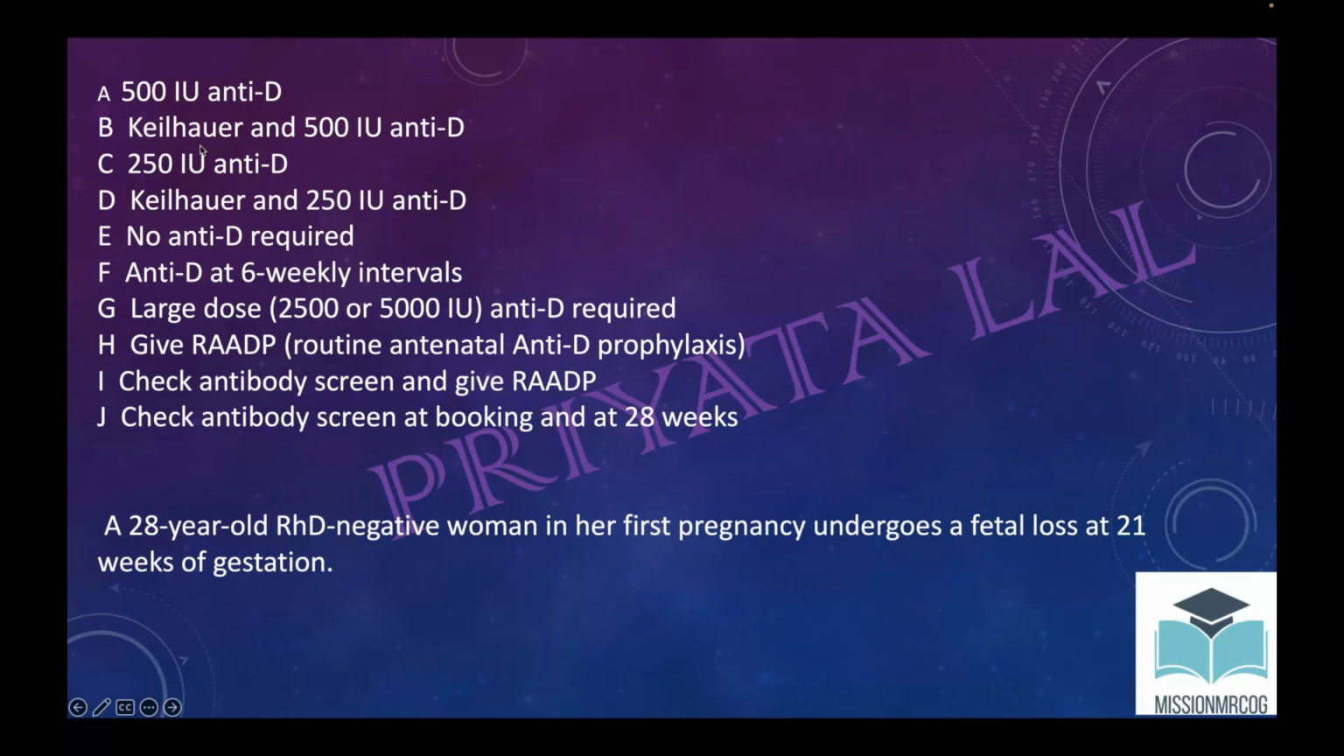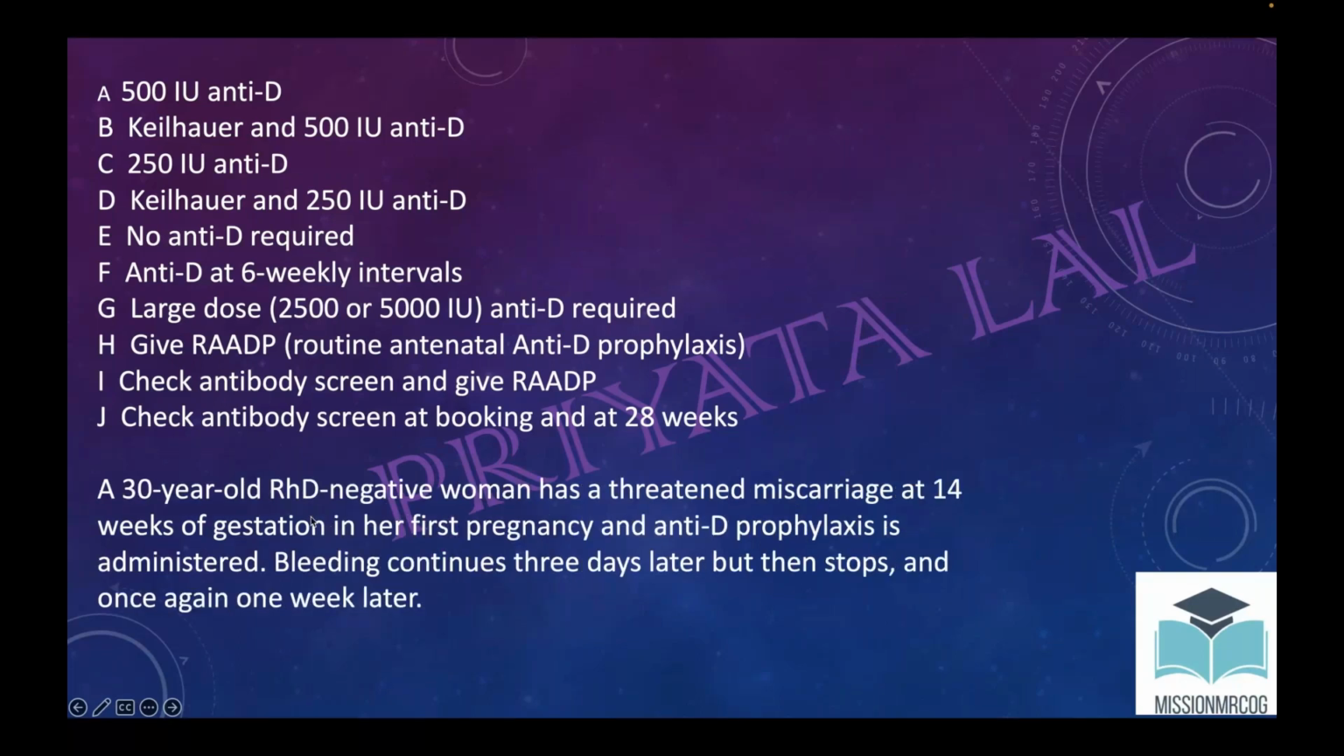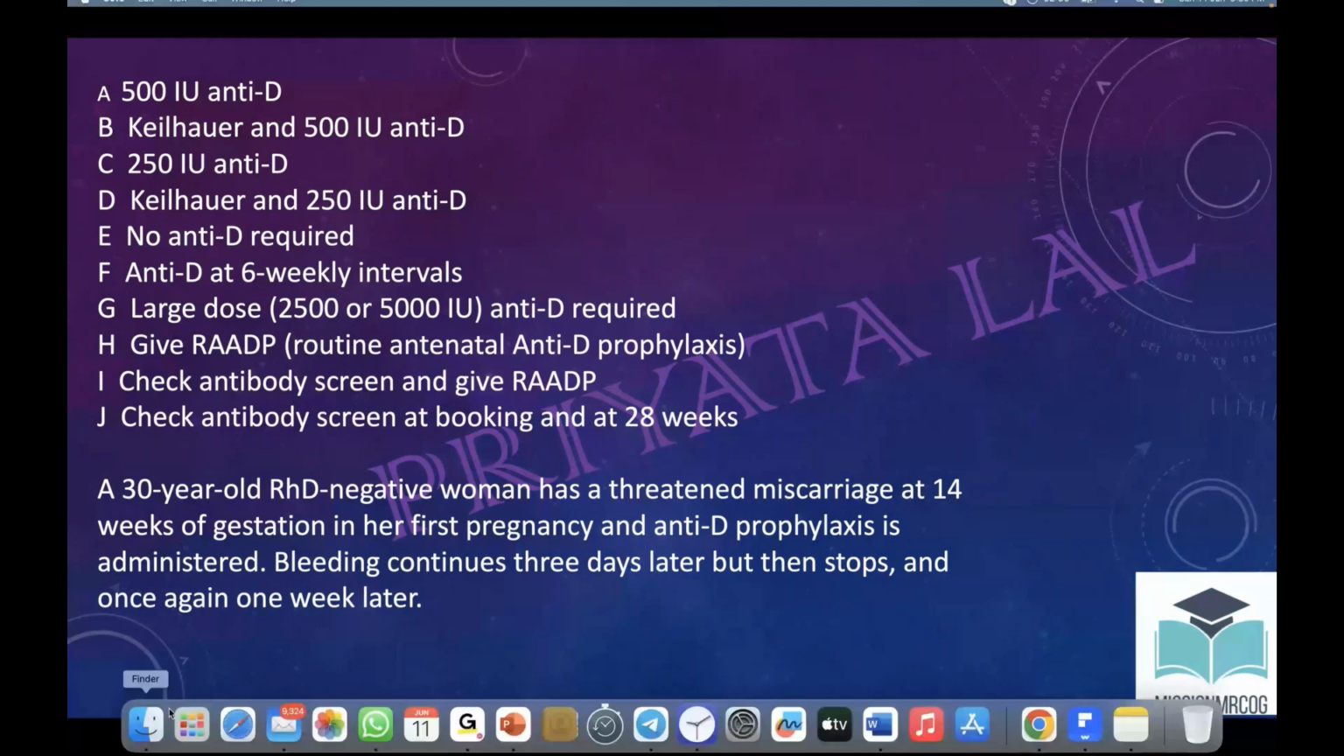Rh negative pregnancy with threatened miscarriage at 14 weeks of pregnancy. Anti-D administered. But she again started bleeding. So what will you do? Ma'am, F. Yes. So anti-D every 6 weeks.